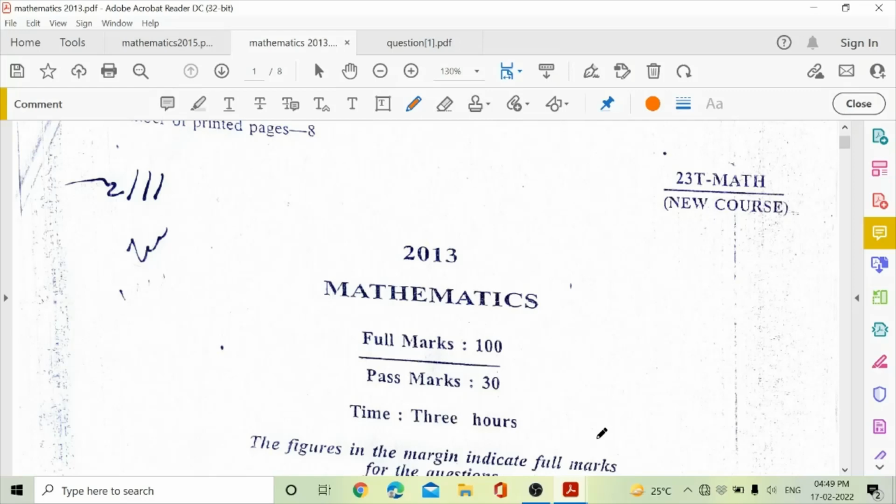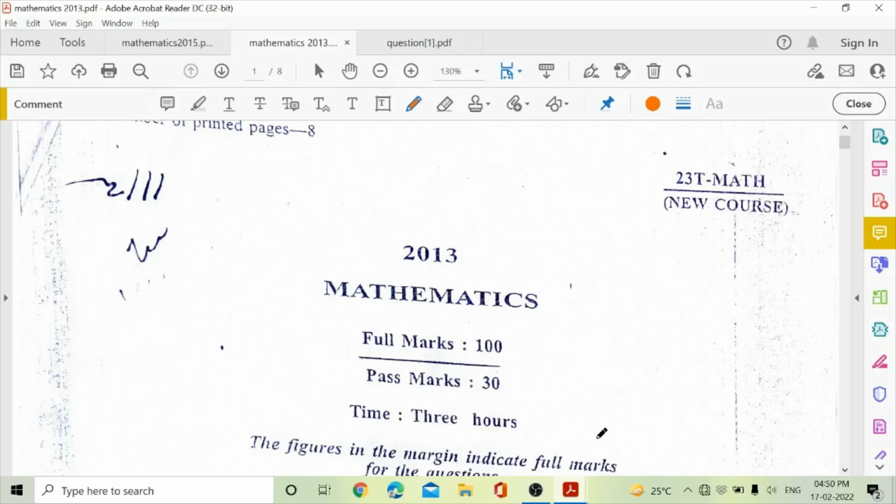So today in this lecture I am going to discuss some 1 marks questions from your previous year final exams. I have selected two different papers, 2013 and 2015. In both the papers I will select all the 1 marks questions and try to explain all the necessary steps required to find the answer of each and every 1 marks question. So first I have selected the 2013 paper.